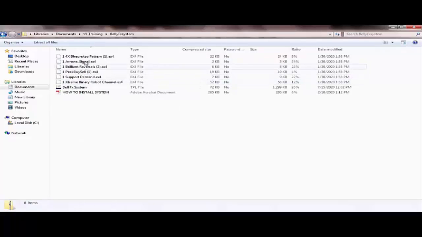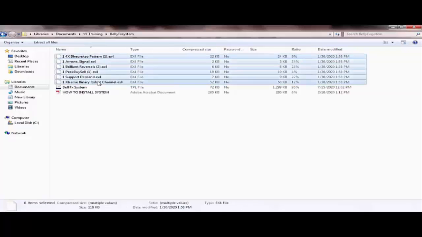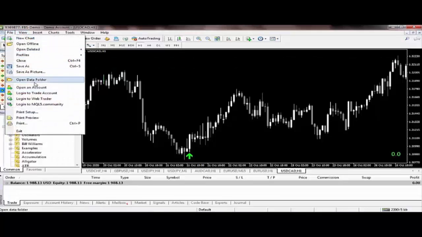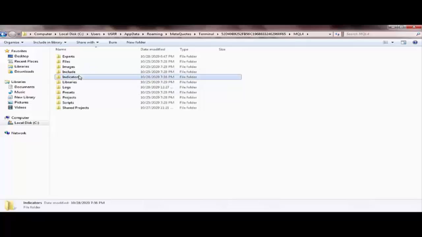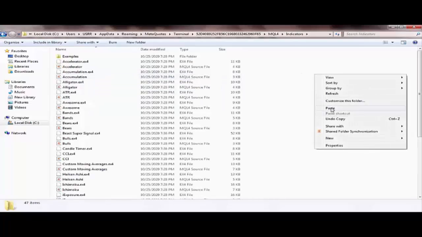So every one that you see, all of this 1, 2, 3, 4, 5, 6, they are going to the indicator folder. There will always be a manual that follows things like this. So you could just follow the guide, read through the guide. So this now, I'm going to copy them and go to where we went the other time. Go to open data folder, MQL4, indicators. I will just paste them.